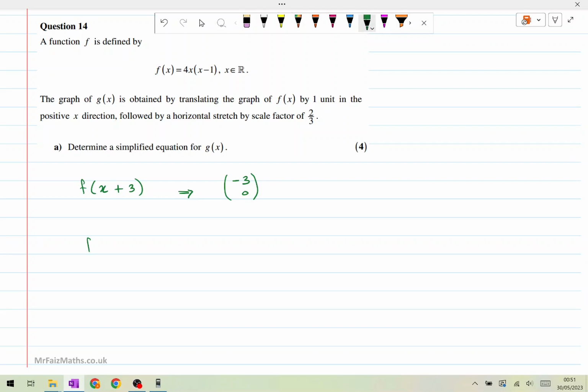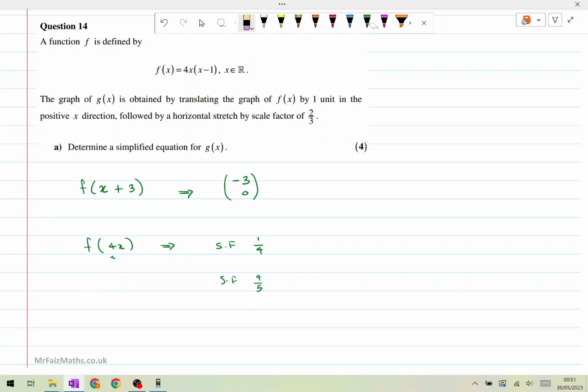Now the other one is the stretch along the x direction. So if I take f of, let's say for example, 4x, the effect of that is a stretch in the x direction, it's a horizontal stretch by a scale factor of 1 over 4. So stretch in the x direction can often be the more difficult one to remember. The scale factor is always a reciprocal of whatever this number is. So if I was to do f of, let's say, 5 over 4x, the scale factor is going to be equal to 4 over 5.